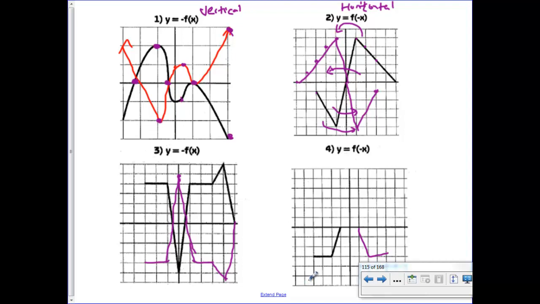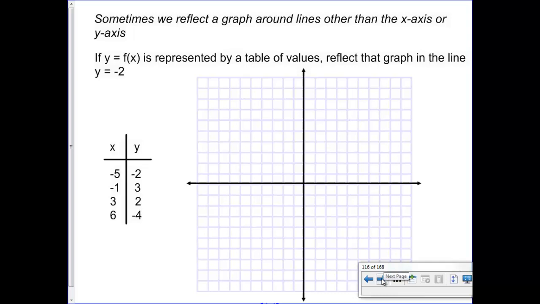Pretty much. Okay. There's one more thing we can do, then we're going to take a break here. We can also reflect things around other lines.